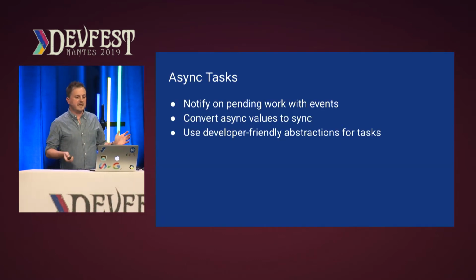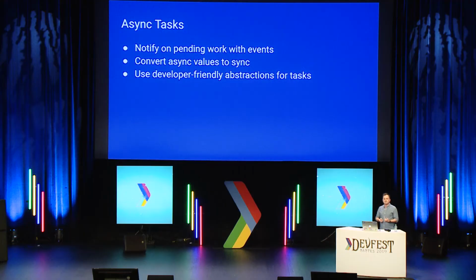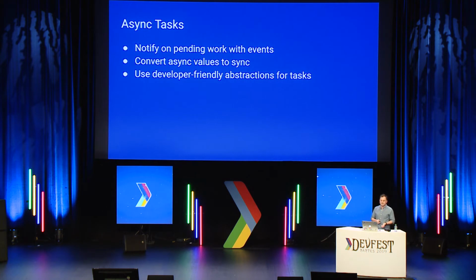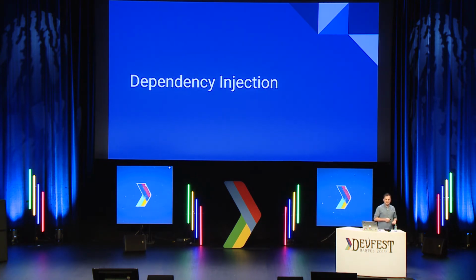So that's async tasks. The general idea with these things is that you should notify if there's pending work going on. You should try to convert async values to synchronous values so they're easy to deal with in rendering. And we try to create developer-friendly abstractions for them. And speaking of developer-friendly abstractions, let's move on to dependency injection.